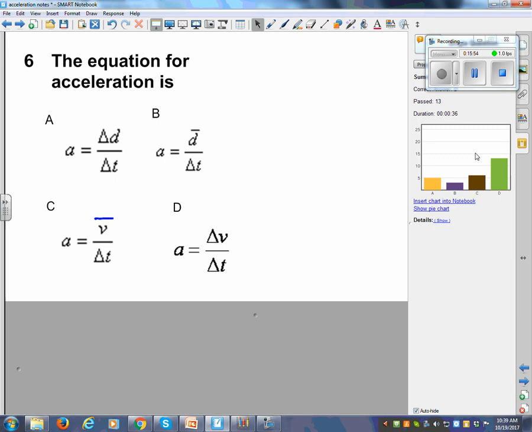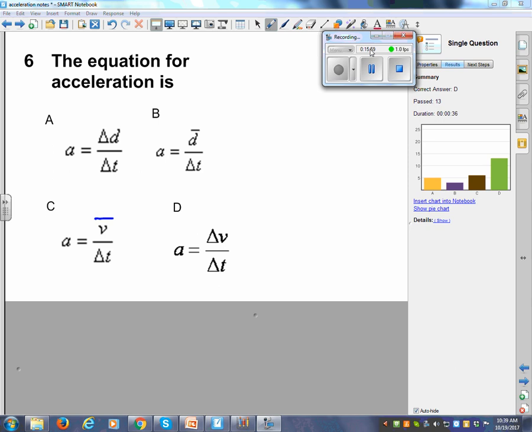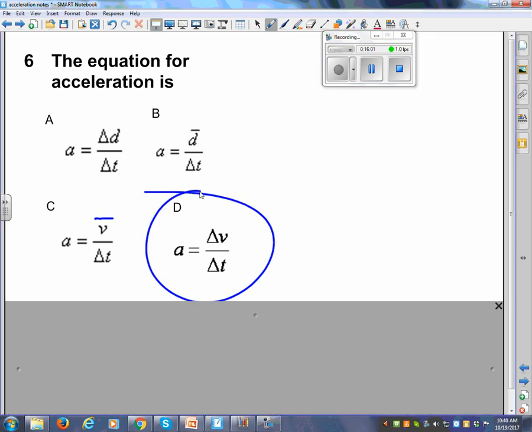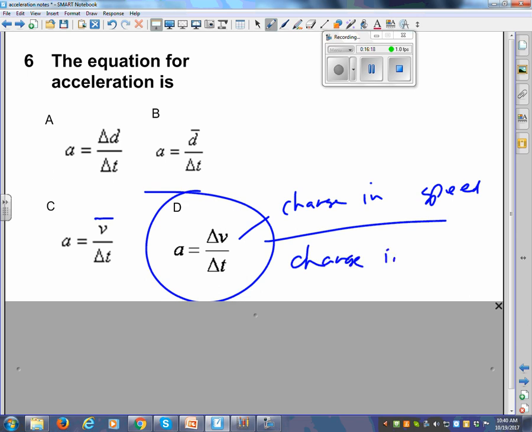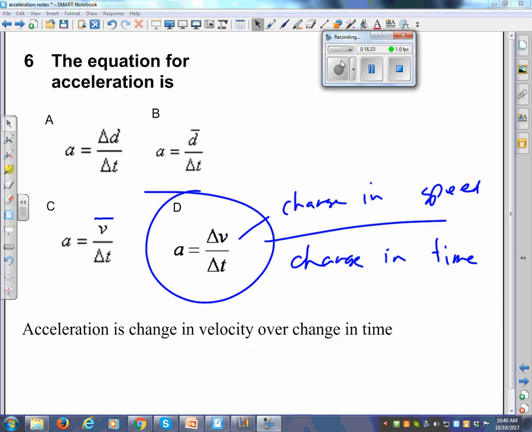The answer is, we're all over the place, but the answer is D. Change in velocity divided by change in time. Make sure you have that written down at some point. It's change in speed over change in time. Acceleration is change in velocity over change in time. I guess you got it down there, right? That is the formula you're going to have to use.